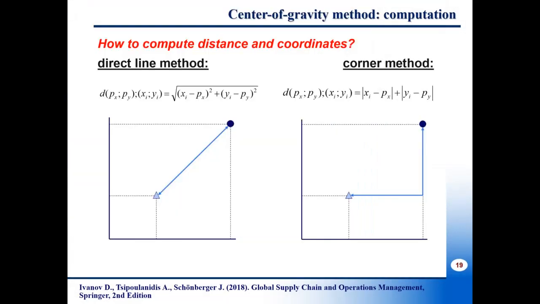Now how to compute center of gravity method? There are two ways of calculating the distance between market and central warehouse. First is direct line by taking Euclidean distance between these 2 points in the plane, and the second is corner method, as is the orthographic or square distance calculation.